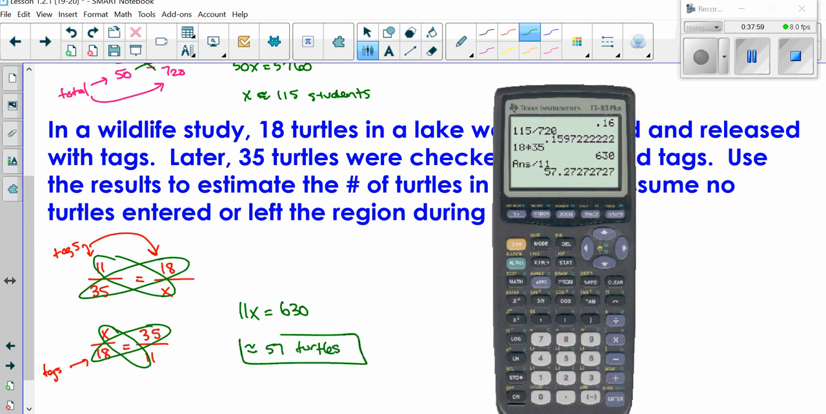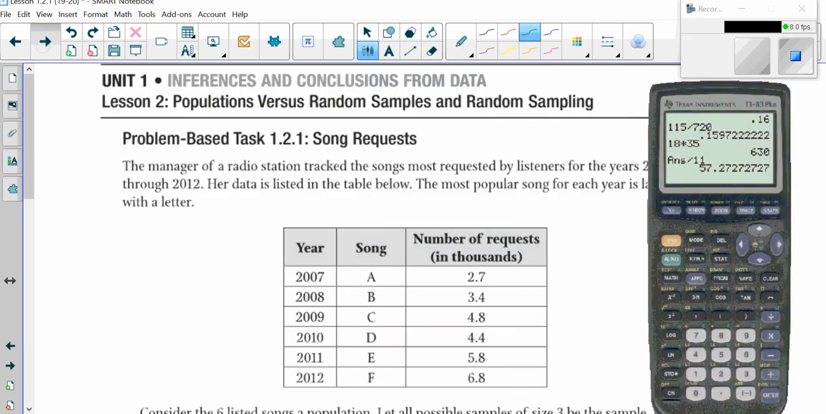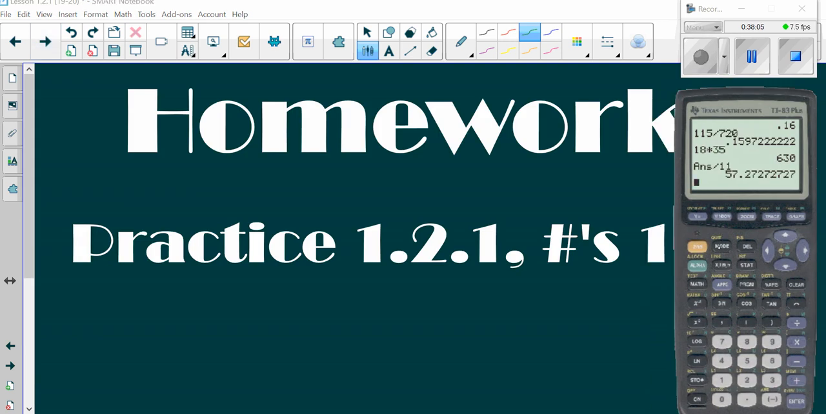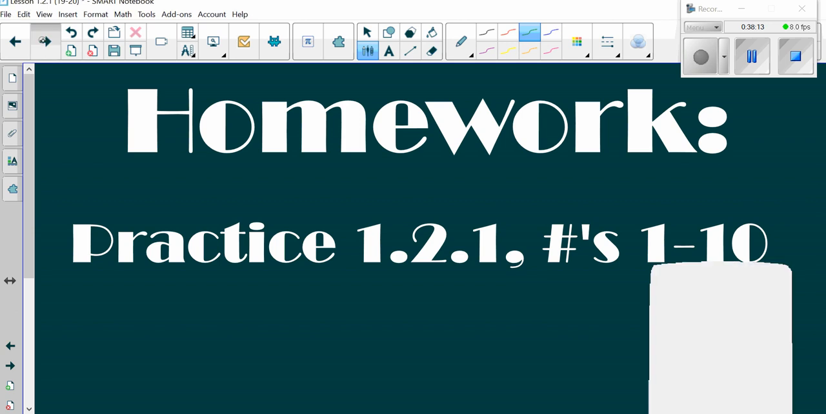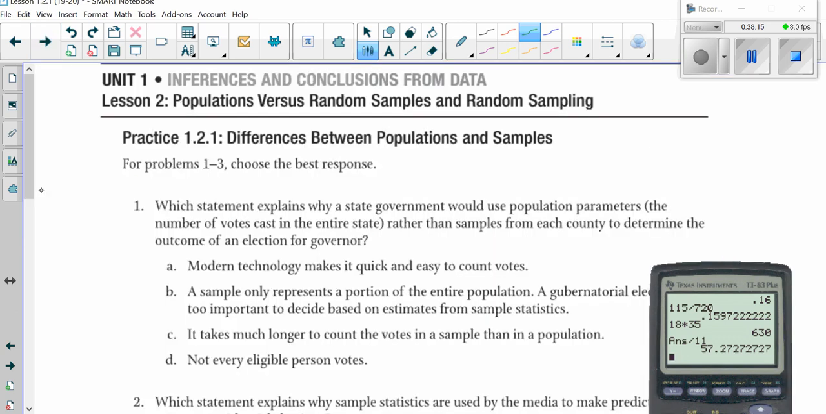All right. Let me show you what your homework is. We're not going to do this. Your homework is 1-1, numbers 1 through 10. That homework, again, can be found on the calendar. It's also in your Google Drive. The calendar just links you to it. In the book, you're going to have these types of questions.